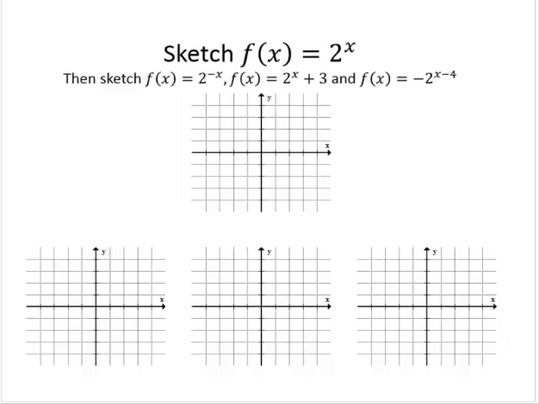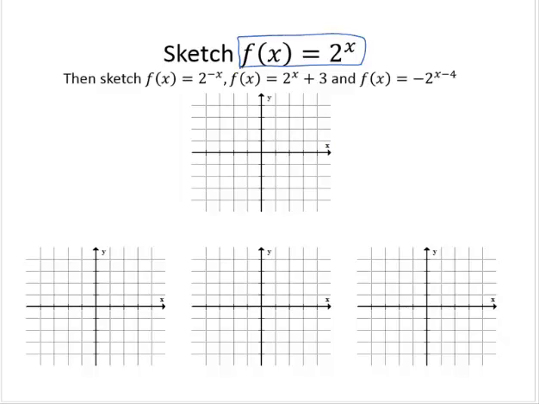Sketch f of x is equal to 2 to the x, then sketch f of x is equal to 2 to the negative x, f of x is equal to 2 to the x plus 3, and f of x is equal to the opposite of 2 raised to the power x minus 4. So the first thing that I'll do is focus on the first function, f of x is equal to 2 to the x, and I'll sketch that in blue in the first grid.